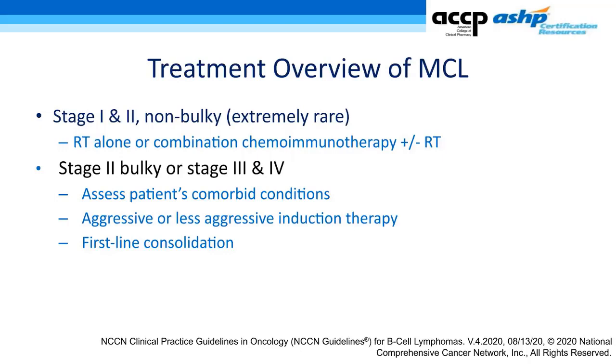Most patients are going to have advanced disease at presentation, so either stage 2 bulky or stage 3 or 4. Unfortunately, most of these patients are going to be elderly, so how we decide to treat them needs to consider their comorbid conditions, and whether we want to be aggressive or less aggressive with their initial choice of therapy. I also want to call out to you on this slide some of the terminology that we're using here. In mantle cell lymphoma, we consider induction and consolidation chemotherapy, almost like a leukemia.